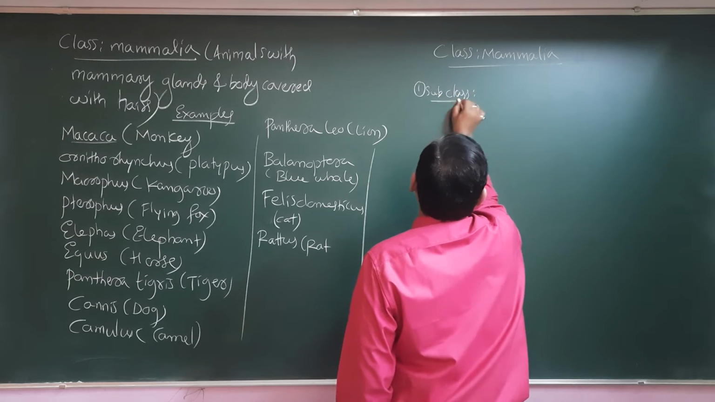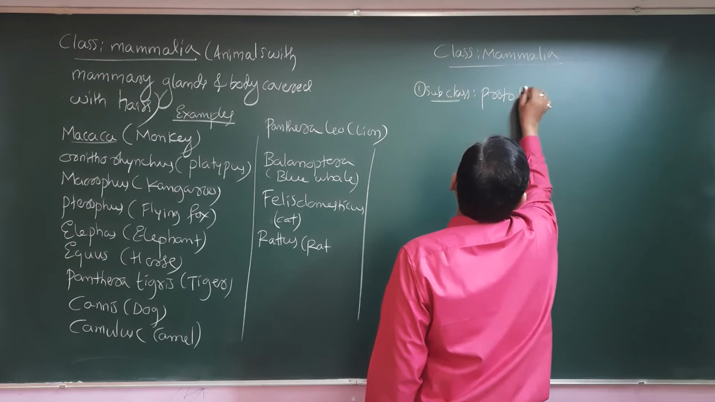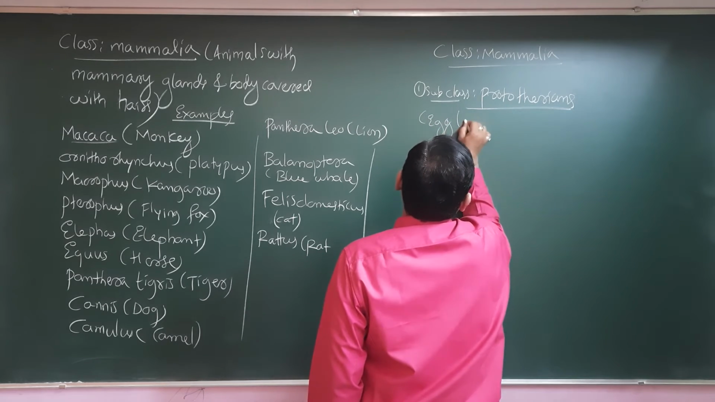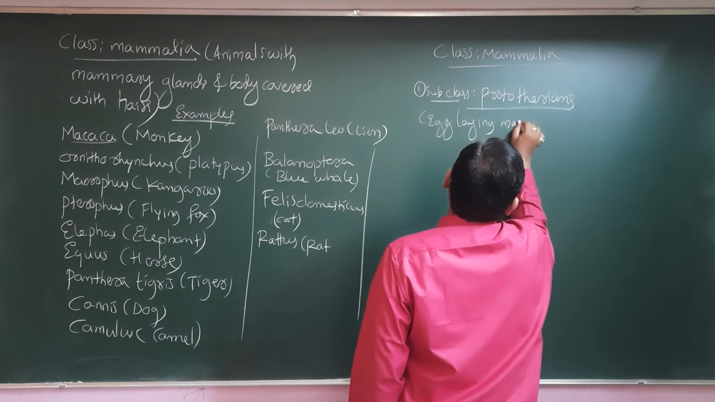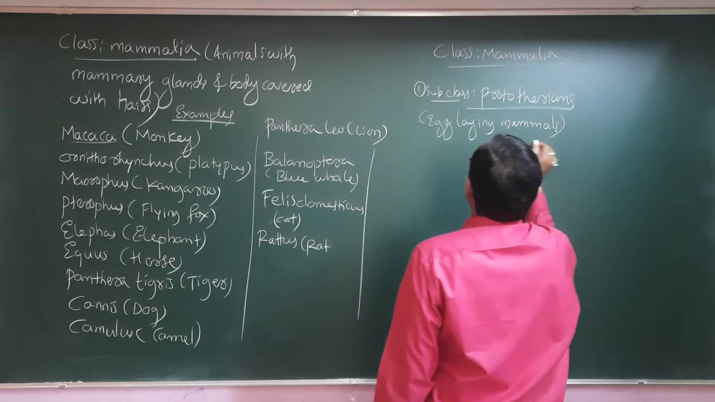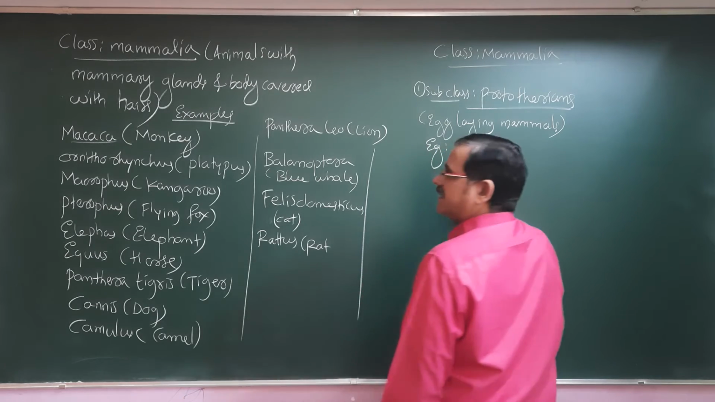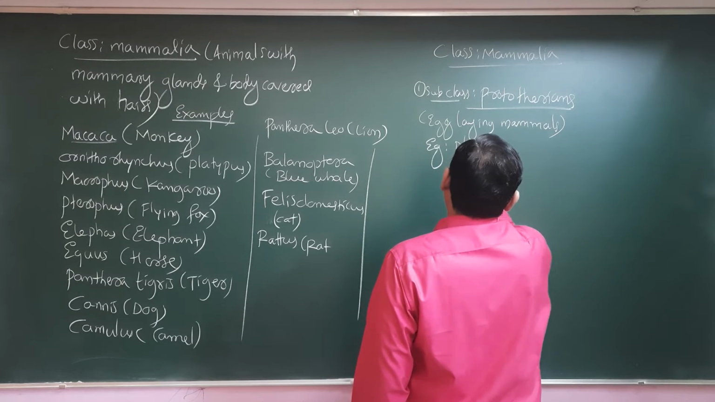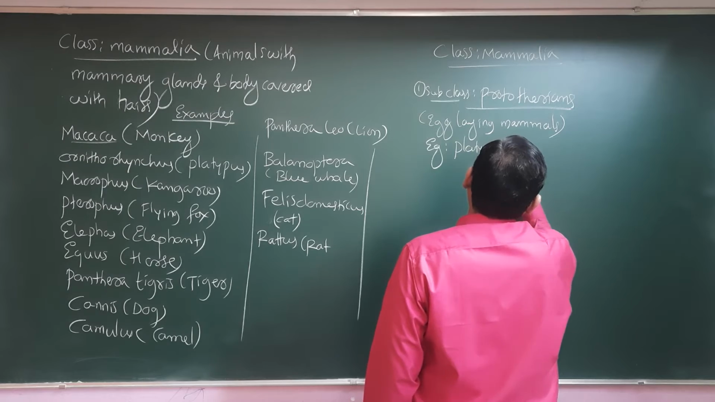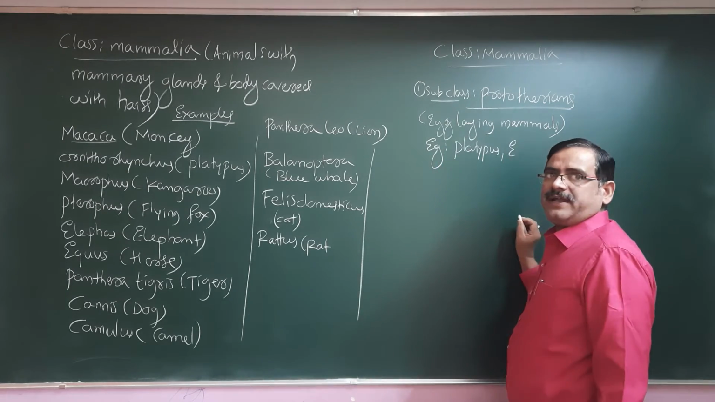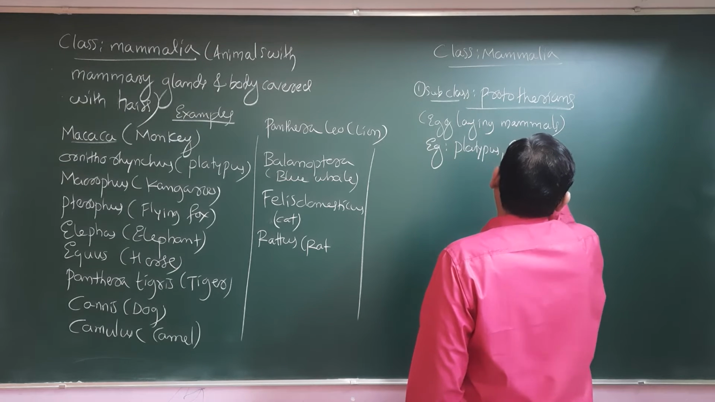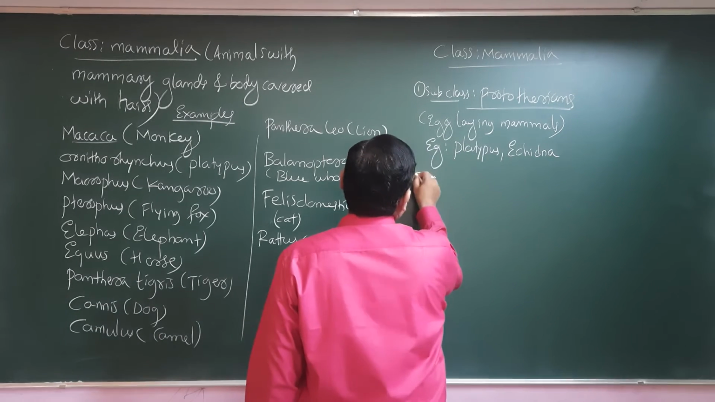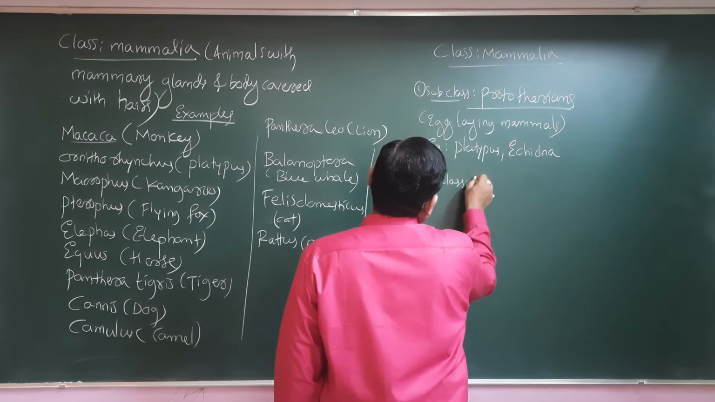The first subclass we call the Prototherians. Prototherians means they are the egg-laying mammals. The best example for Prototherians is the platypus, the duck-billed platypus, as well as the anteater, which we call echidna. Echidna, a beak-like structure will be there. Number 2, the subclass Metatheria.